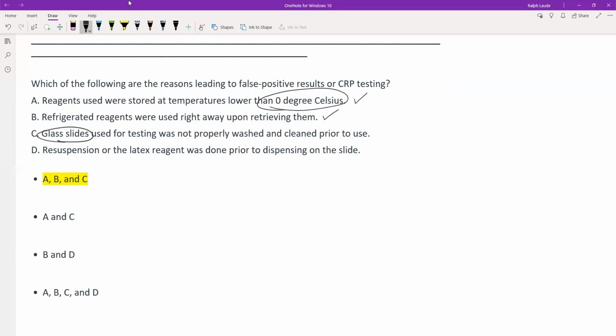If your glass slides are reusable and not properly washed and cleaned prior to use, there could be contaminants that could lead to false positive results. The suspension of latex reagent was done prior to dispensing on the slide. Remember, prior to using your reagent, you have to do the suspension to ensure a homogeneous mixture of the reagent. So this is actually the right thing to do. So only A, B, and C are the answers.